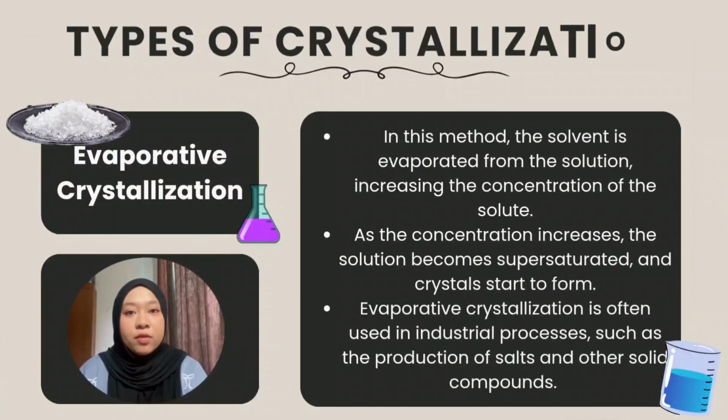Lastly, we have evaporative crystallization. In this method, the solvent is evaporated from the solution, increasing the concentration of the solute. As the concentration increases, the solution becomes supersaturated and crystals start to form. Evaporative crystallization is often used in industrial processes such as the production of salt and other solid compounds.